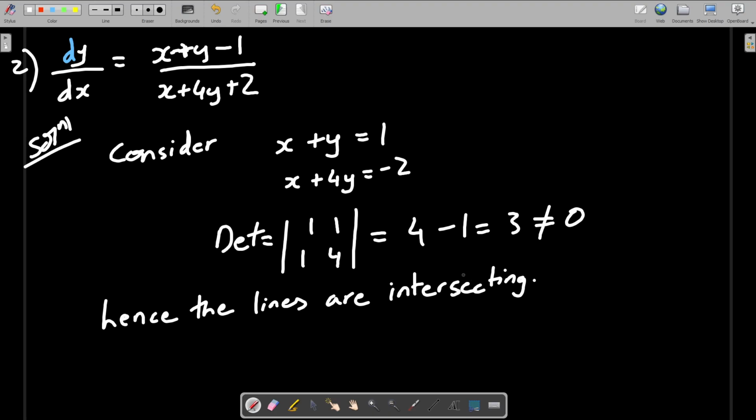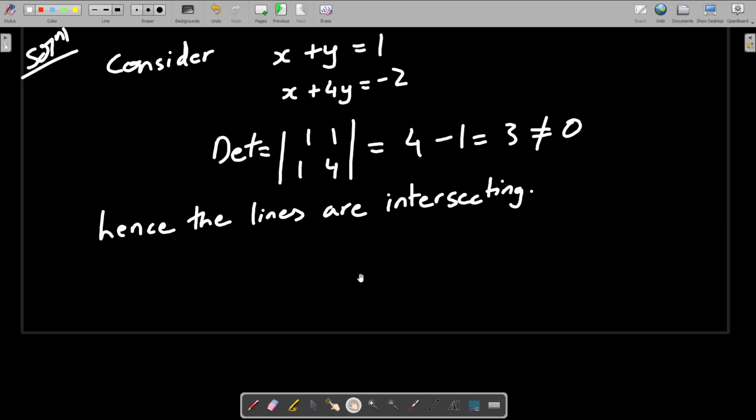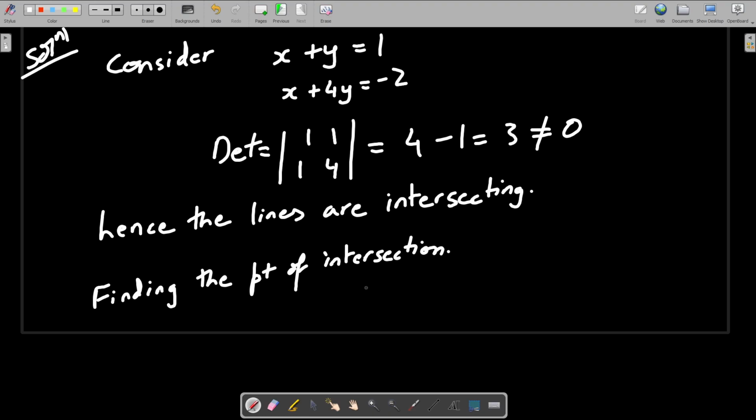So find out the point of intersection. We'll try to eliminate this coefficient over here. And it's a very easy elimination because the numbers are same. They have given us easy problems actually. So finding the point of intersection: x plus y, subtract this is 1. So subtract this from this. This will leave you with 3y is equal to minus 3. So we'll get y is equal to minus 1.